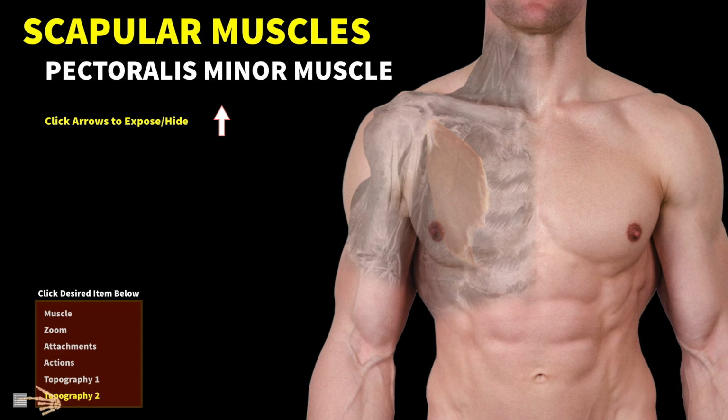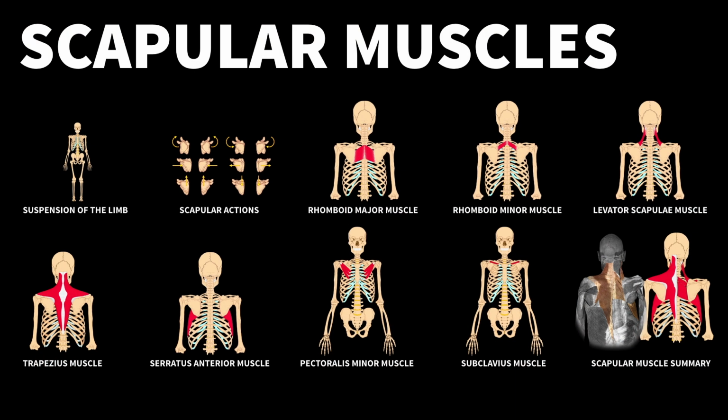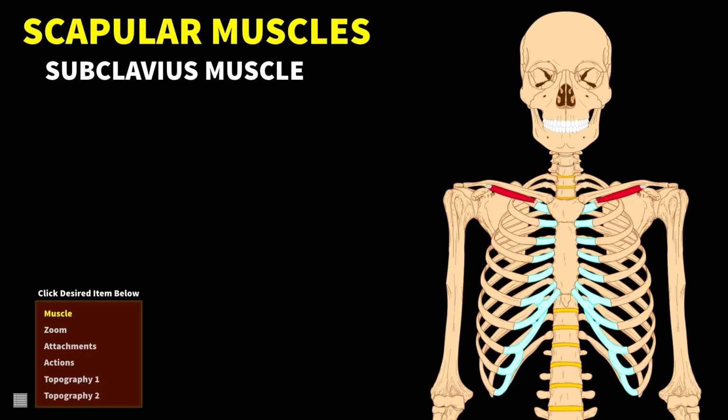Let's go back to the contents and look at the final scapular muscle. The last muscle in the series is the small subclavius muscle. The subclavius muscle is the smallest of the scapular muscles. Technically, it is not a scapular muscle because it attaches to the clavicle, and not the scapula. Functionally, however, it moves the scapula by moving the clavicle.